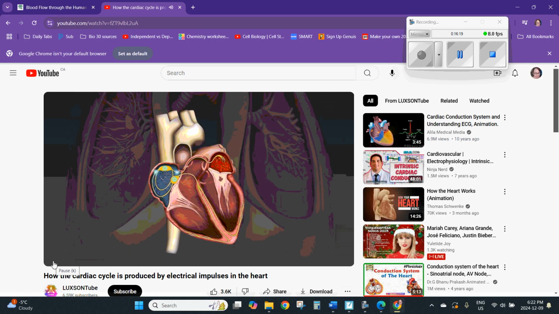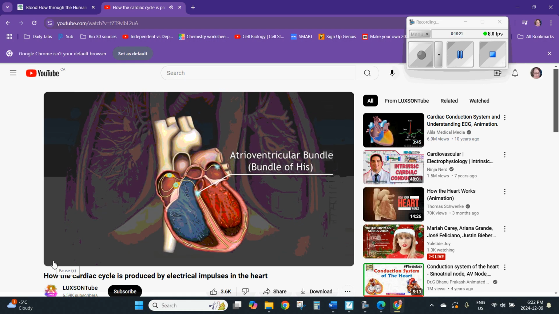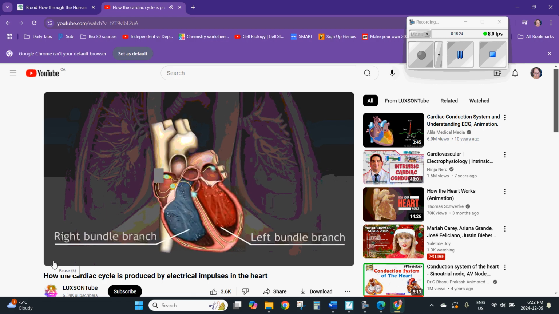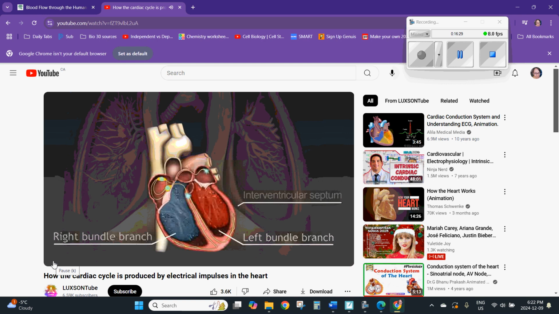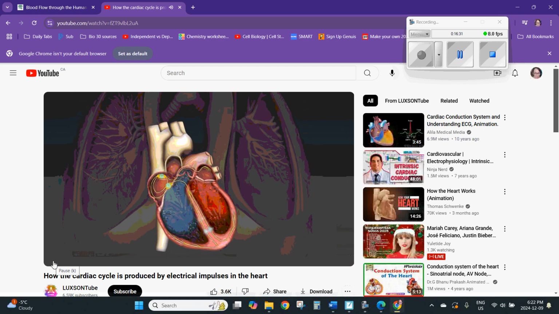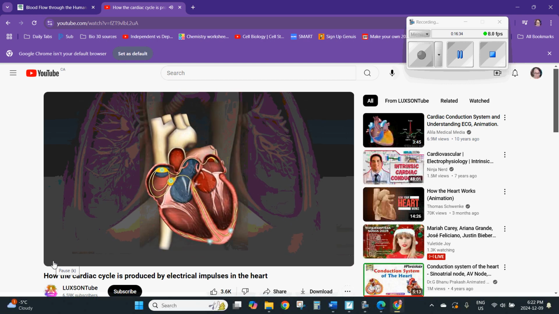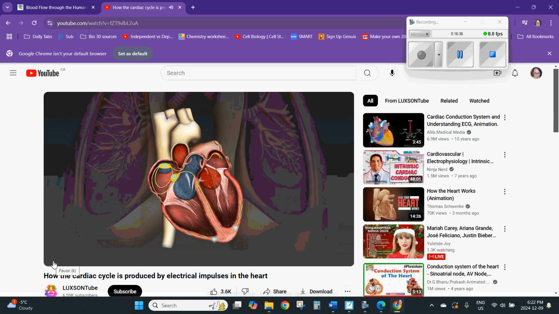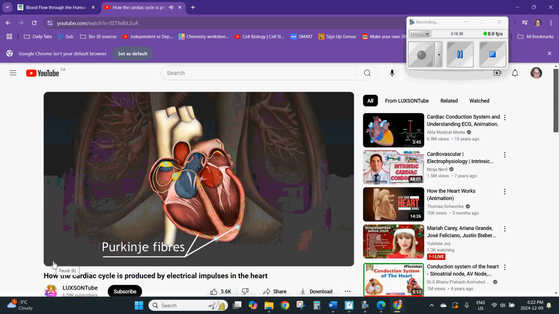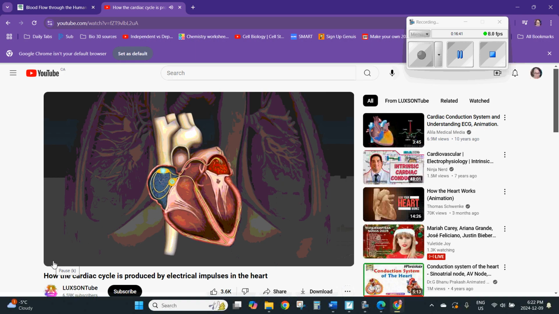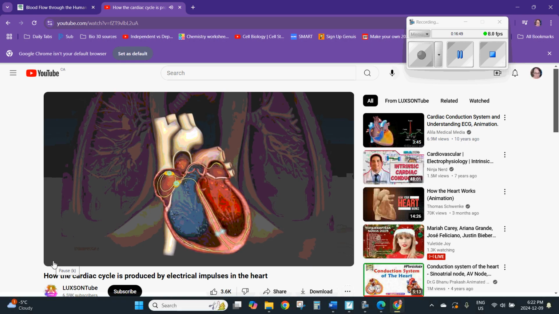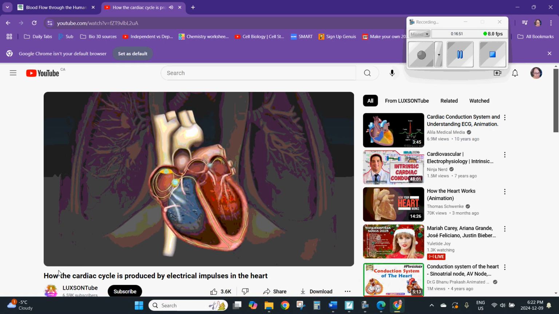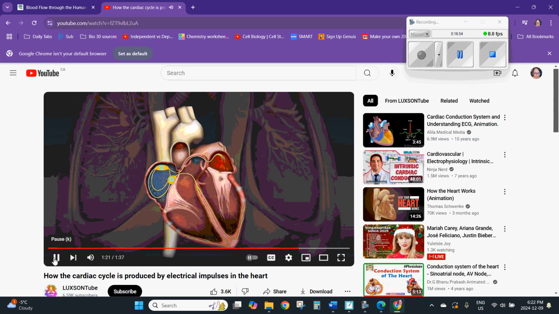The impulse travels along the bundle of His, where the conducting pathway is divided in two, forming the left and right bundle branches, which lie in the interventricular septum. From the bundle branches, the impulse spreads into the inner walls of the ventricles via specialized conducting fibers called Purkinje fibers. Finally, the impulse travels up the outer walls of the ventricles towards the atria. The spread of the electrical impulse through the ventricles stimulates the muscle cells in the ventricles to contract together and pump blood efficiently to the lungs and body.